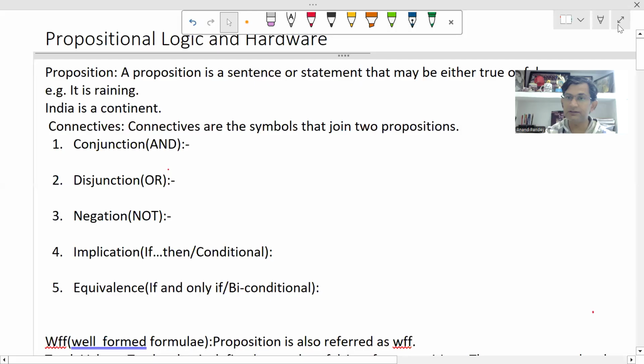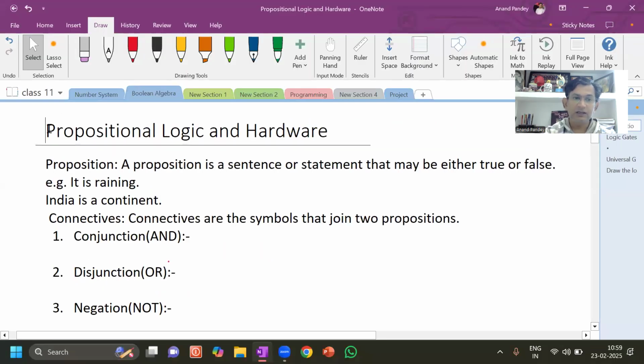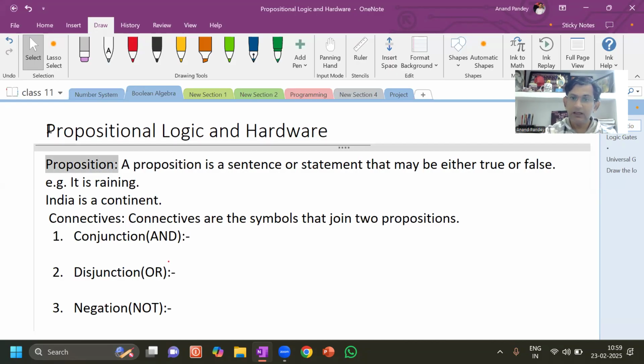The first topic you can see on the screen, I have written: proposition, logic and hardware. This is the topic name which you will get in your syllabus. Okay, I'm coming to the first topic under this, that is proposition. You can see the definition I have written. A proposition is a sentence or statement that may be either true or false. Okay, it means it's a statement whose result will be either true or false, nothing else.